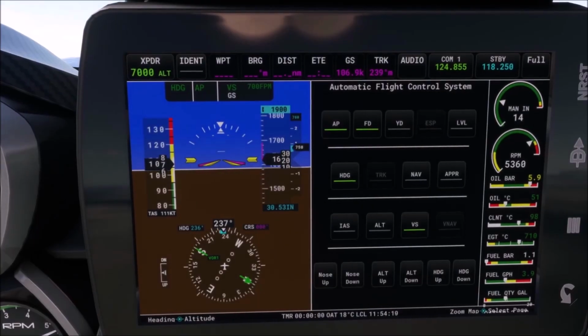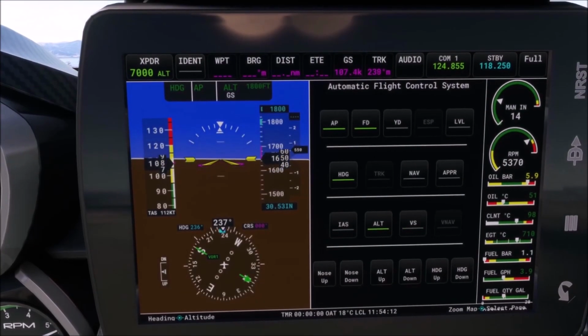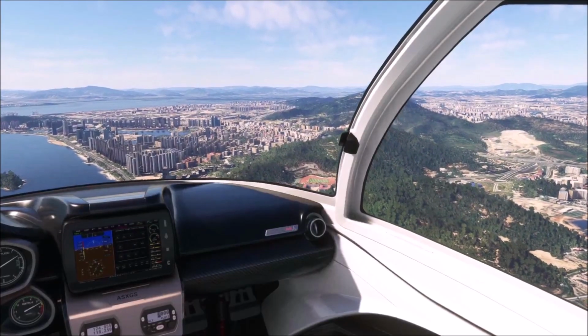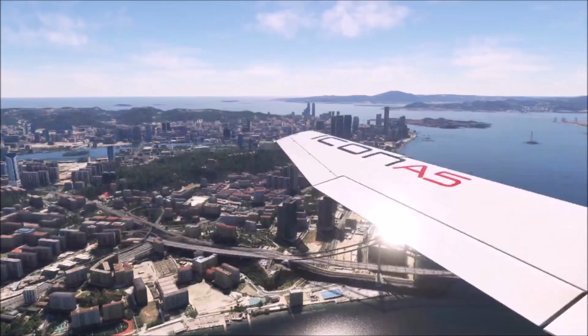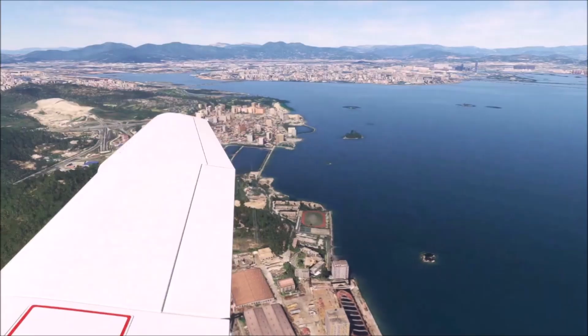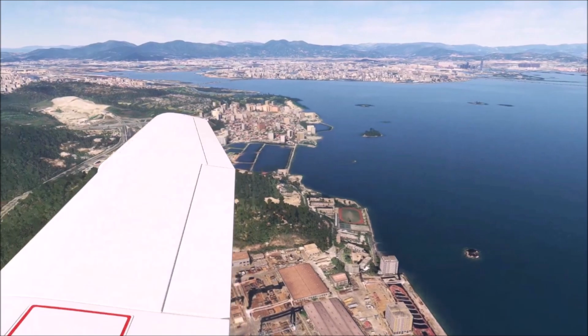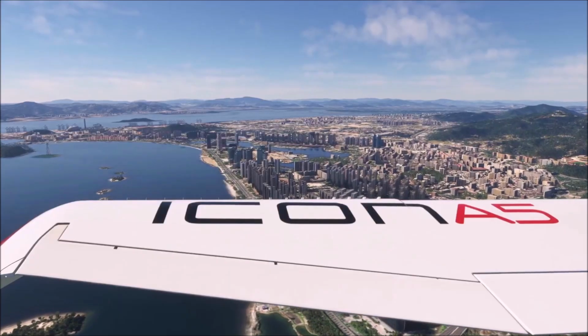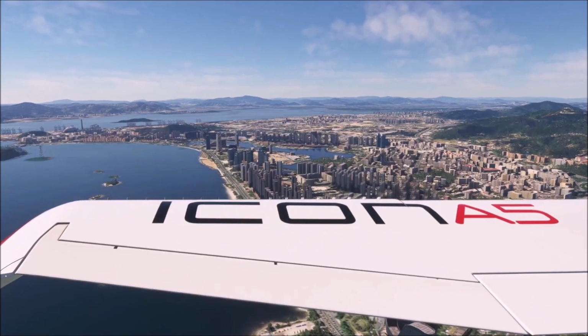Even less, 1800 feet. A bespoke scenery, a paver scenery. You can also have a look at another clip, a flight tour during the night.